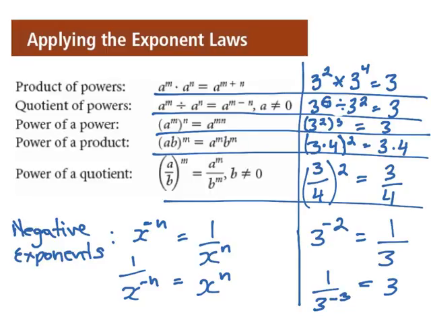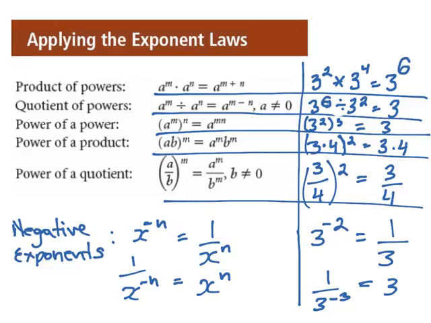The product law. When we have the same bases and we multiply the powers together, we add the exponents. For example, 3 squared times 3 to the power of 4 is equivalent to 3 to the power of 2 plus 4, which is 6.